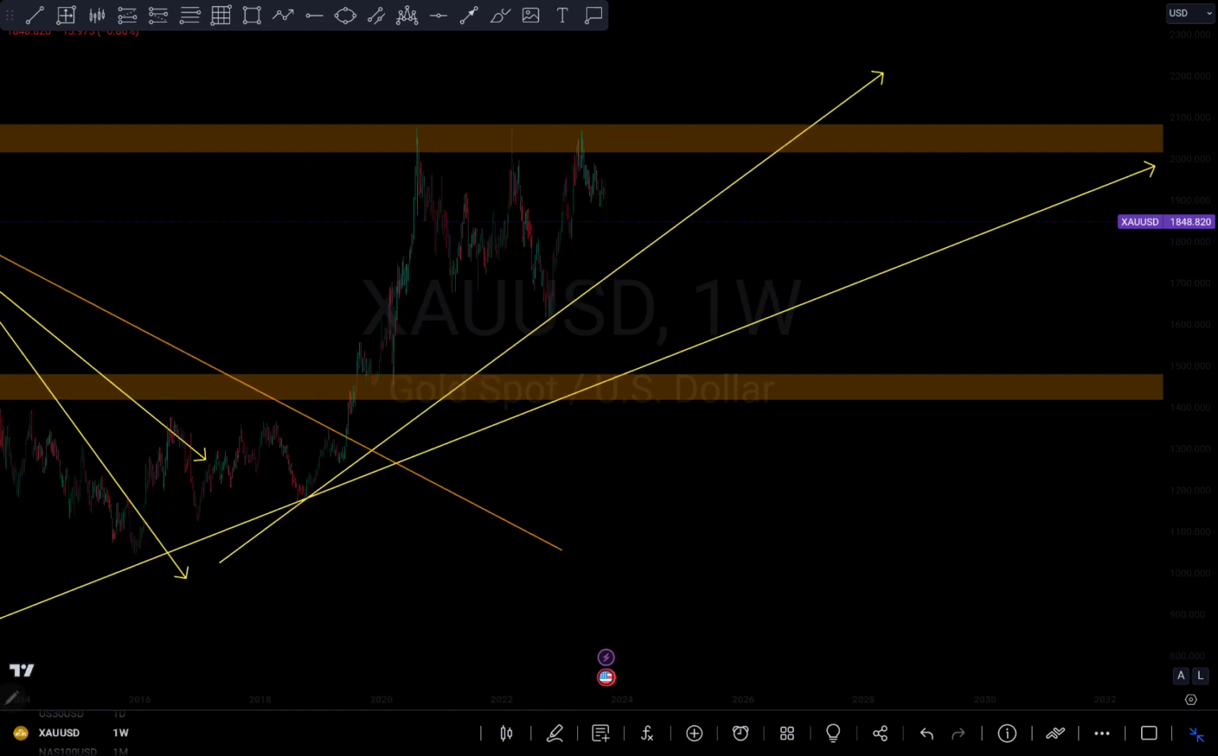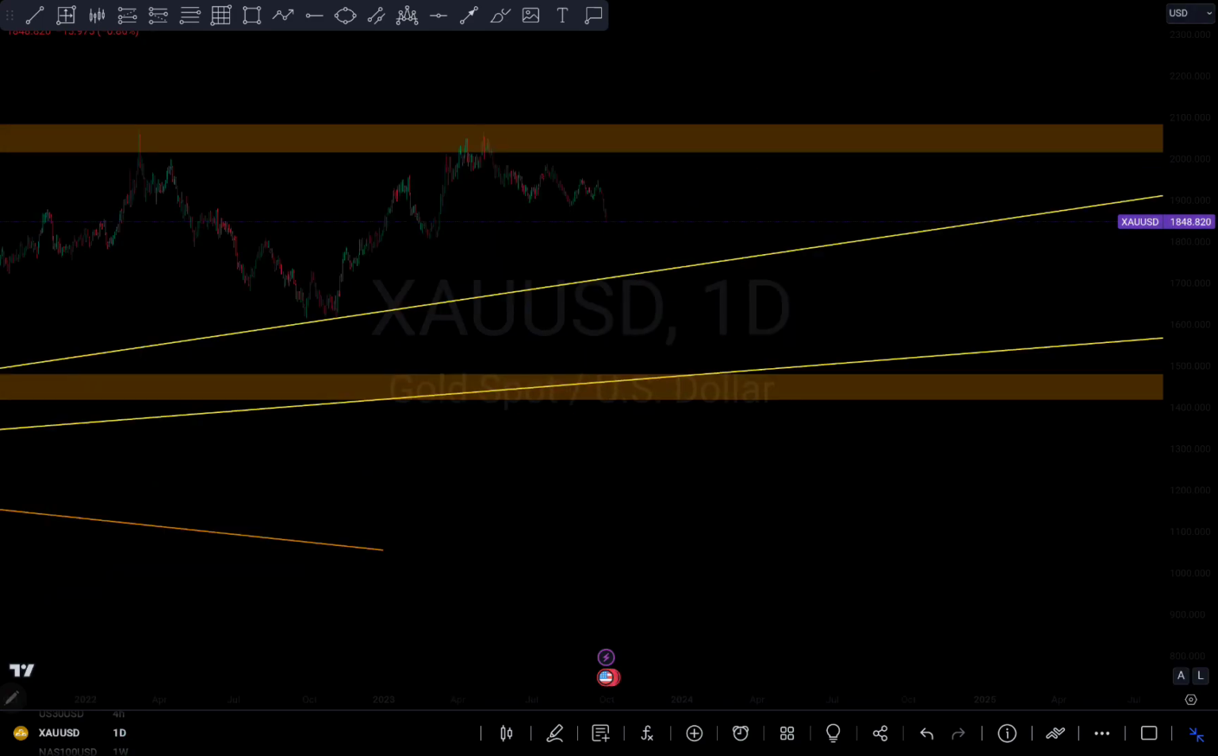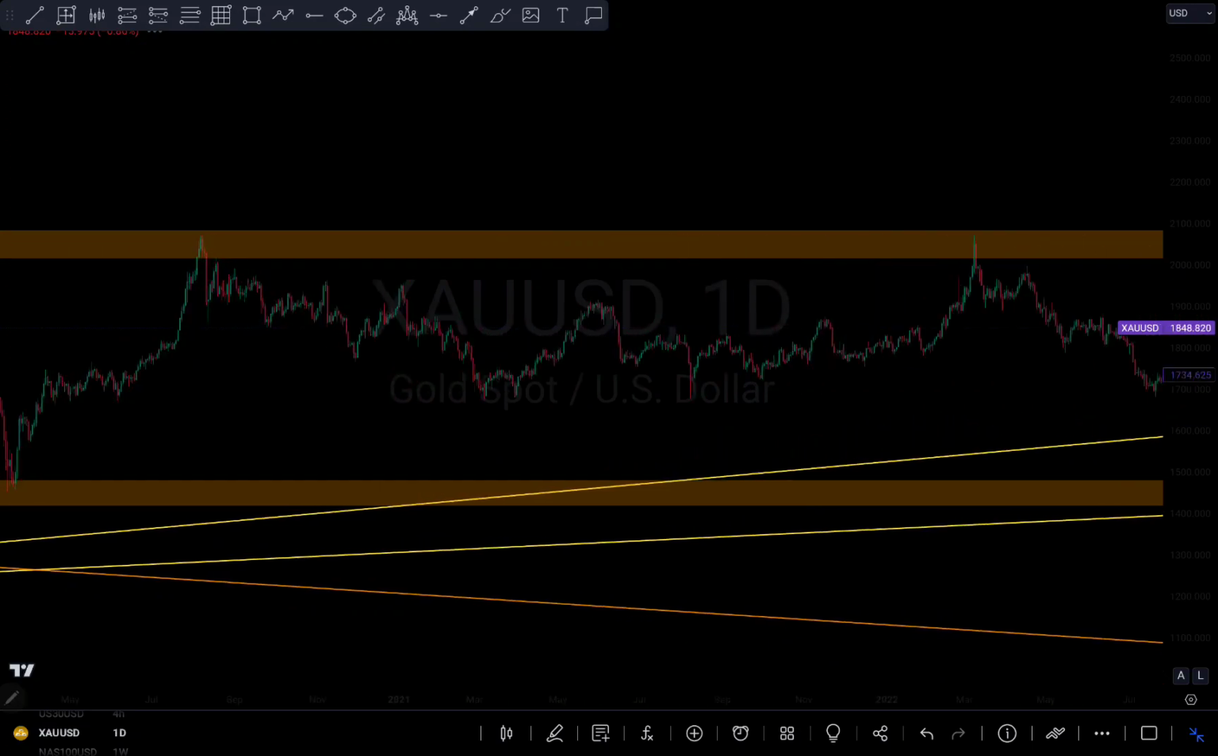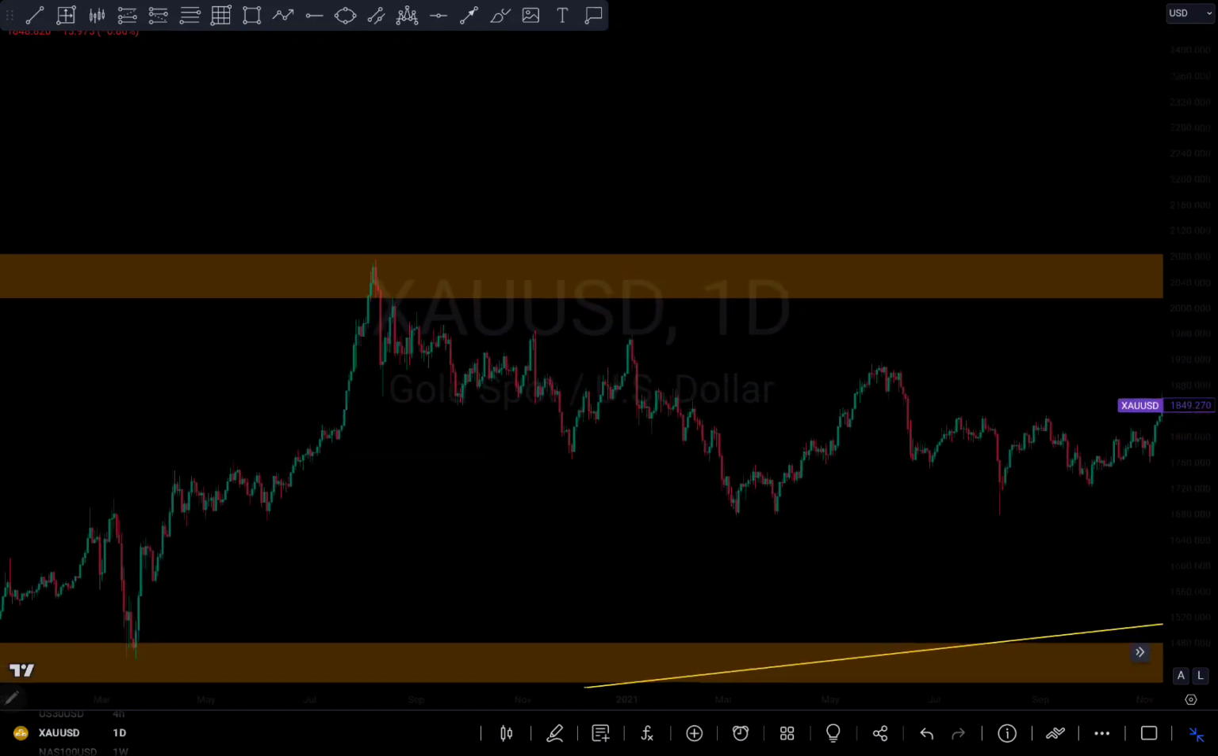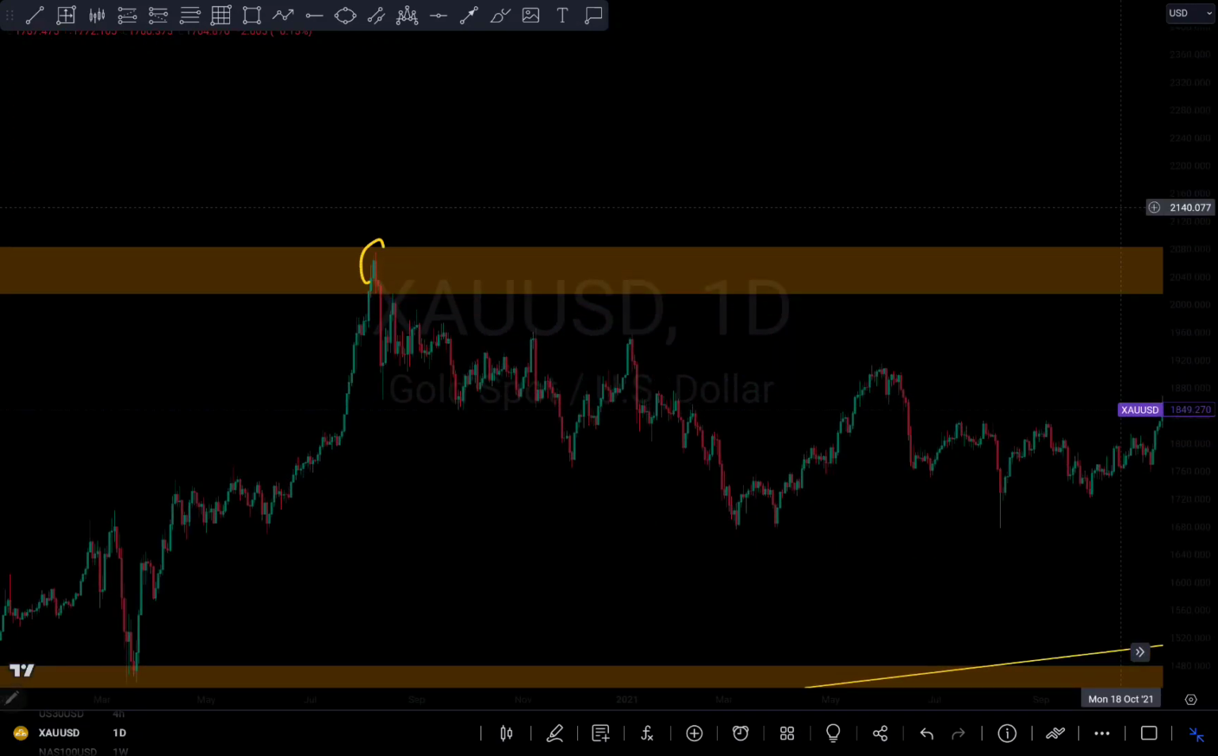So now, why did I draw my resistance zone right around this area? Let me explain. It's just as simple as the previous one I explained to you. We can see here, we got to this zone right here. Let's see.